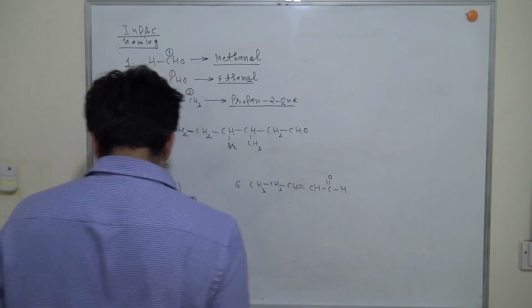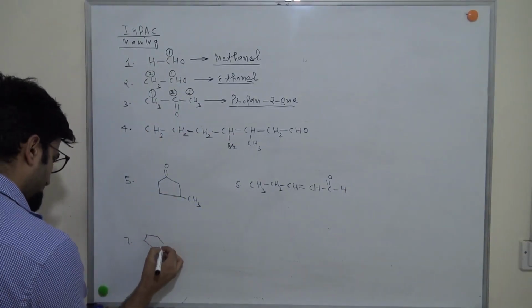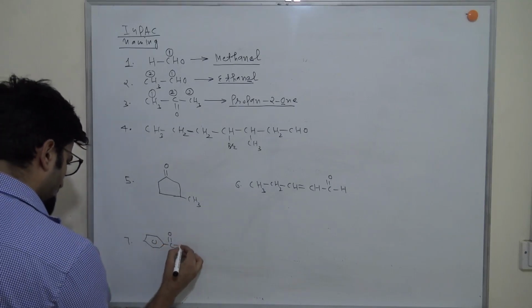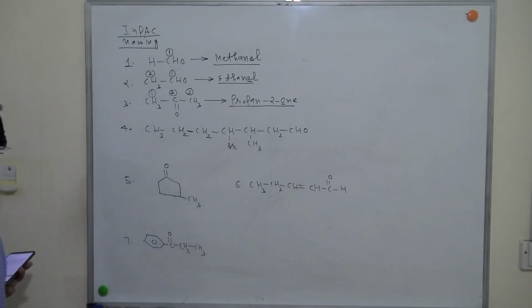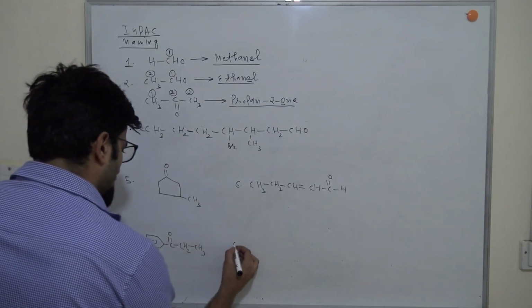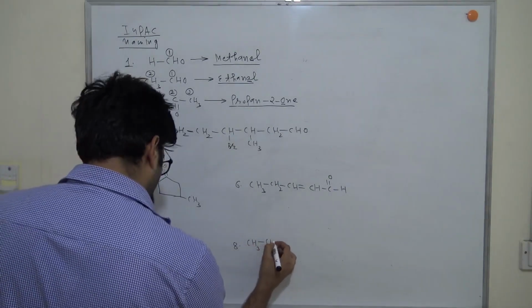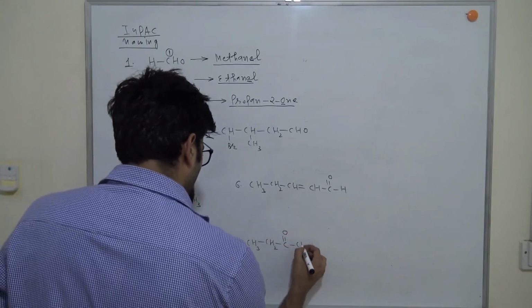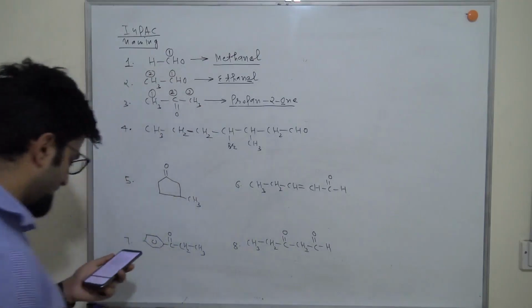Next compound is this. Okay, then the next compound is, guys, we have C double O, CH2 and CH3. Next compound is this, right? Eighth one is CH3, CH2, C double O, CH2, C double OH. Next compound is this.